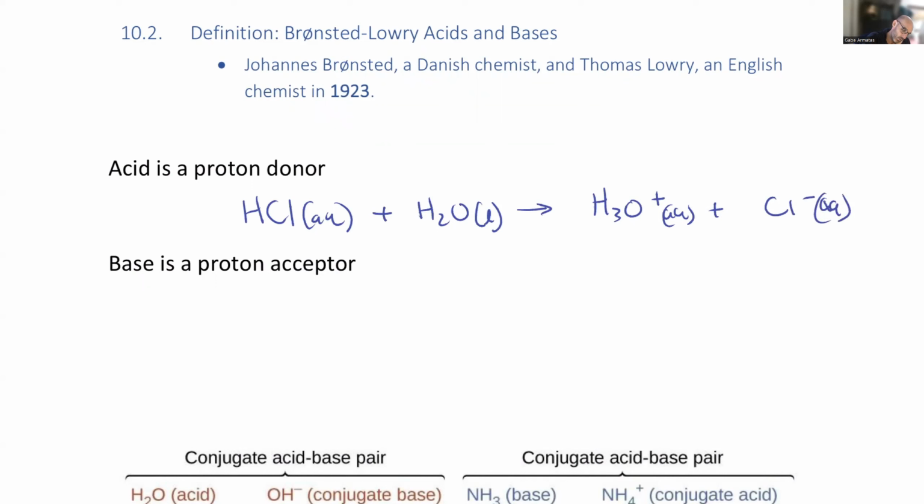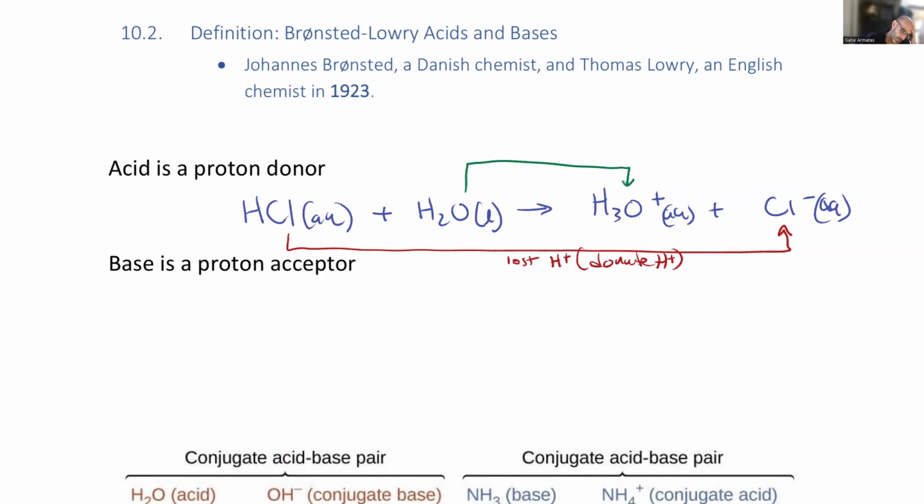So if we look at what happened, HCl turned into Cl minus. So it lost H plus, or what we could say is it actually donated H plus to the other part of this, which is water. And in this case, water became H3O plus. It accepted H plus, or it got an H plus, right? So it lost H plus and then accepted H plus.